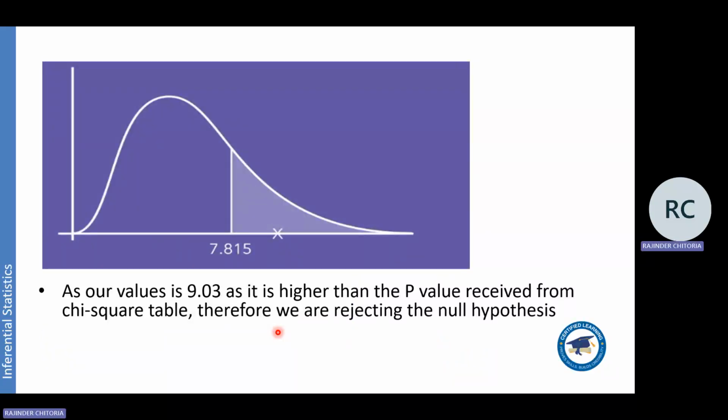As our critical value, which we are getting from the table, is 7.815, and our calculated value, which is being calculated based on the formula, is 9.03.